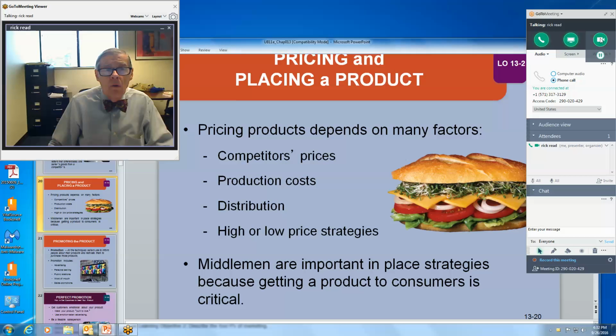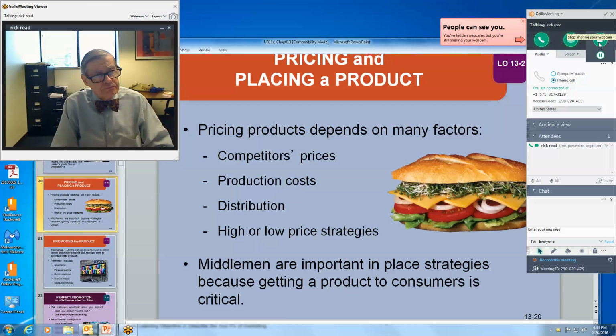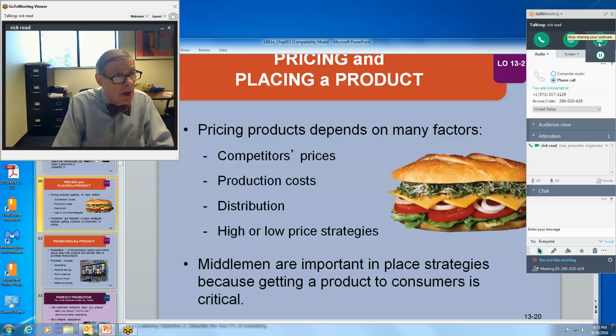So one of the things we have to do is place a product and price it. So we're going to talk about pricing it first. And there are some considerations in pricing, and they're mentioned to you up here. Certainly the competitor's price is important, but more important than that is what it costs you to produce the product.